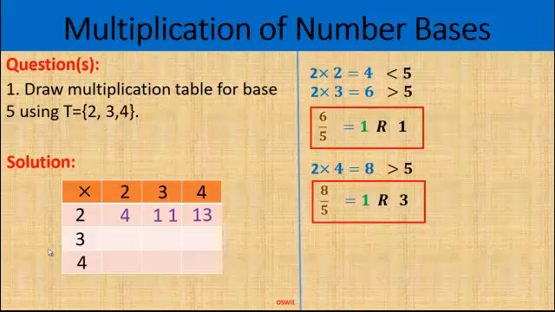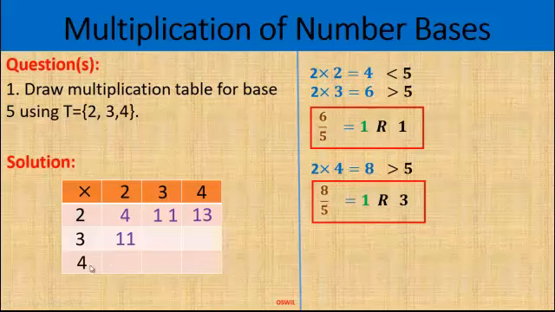Now we move to our third row. Now you are going to consider 3, multiplying all the symbols above. So 3 times 2 is already done here. 3 times 2 is the same as 2 times 3. That would give us 6. And when the division was done, we had 1 remainder 1, so we write it.